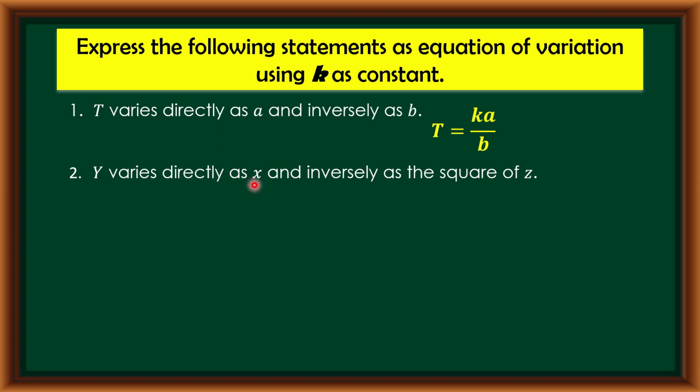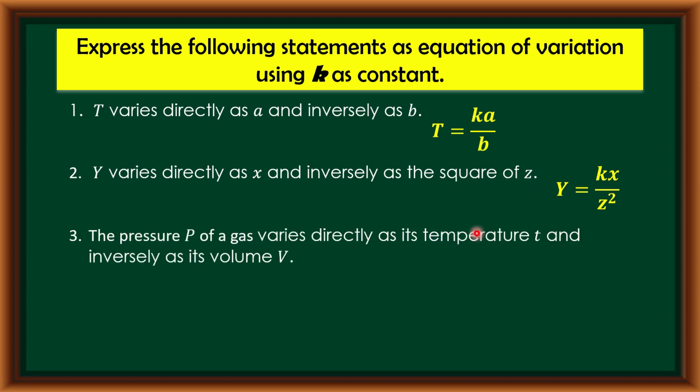y varies directly as x and inversely as the square of z. So we have here y again to the left side, and varies directly as x, in which x here will be multiplied to our constant and the other one will be in our denominator. So the equation will be y is equal to k times x over z squared, since it says here that it should be the square of z. So let us have the third one.